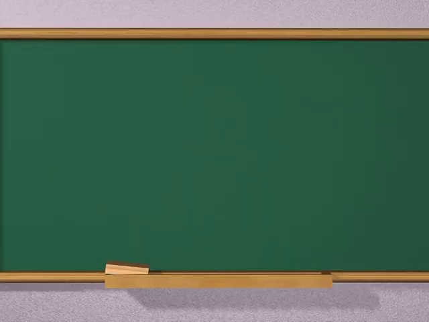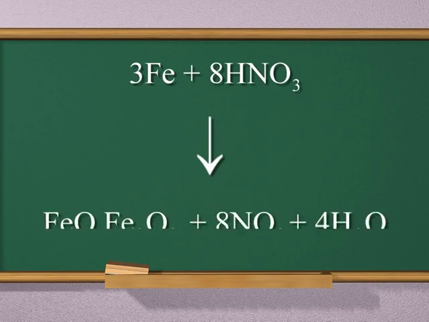For example, in case of iron, a protective layer of ferroferric oxide, Fe3O4, is formed on the surface of iron.